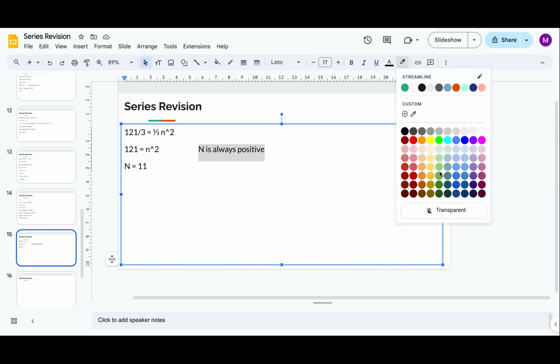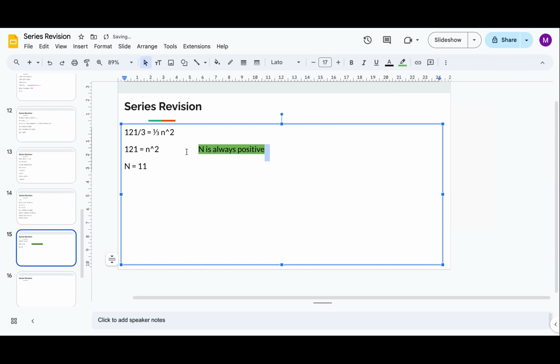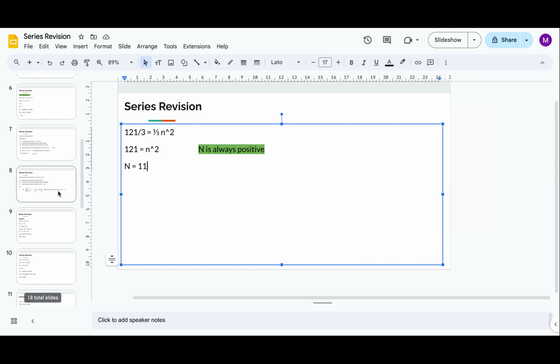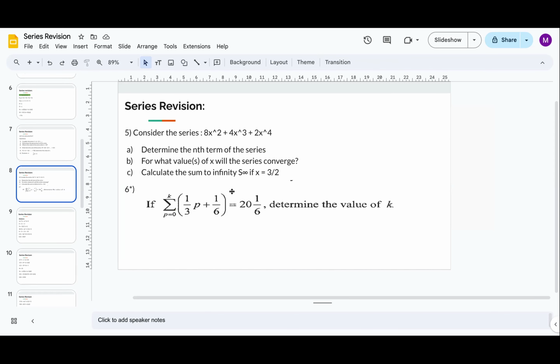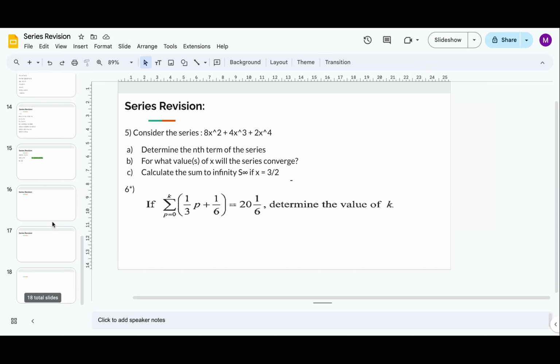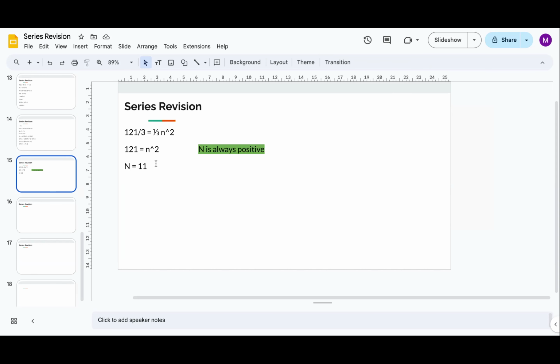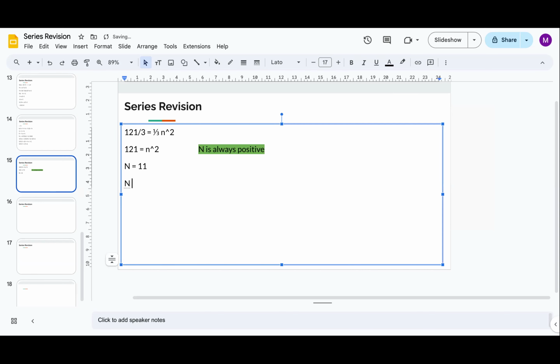Highlight that. So my n value I know is always positive. Now we get that n, the number of total terms in this arithmetic series that they've given me, is 11. However, they're asking me for k, not for n. But I know that my n value, I worked out as n is equal to top minus bottom plus 1. N is equal to top minus bottom plus 1.